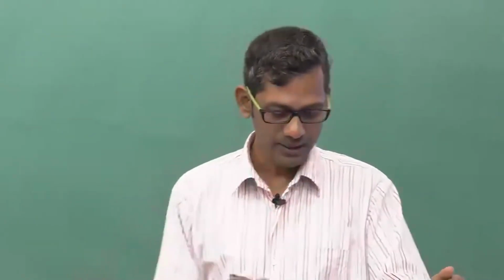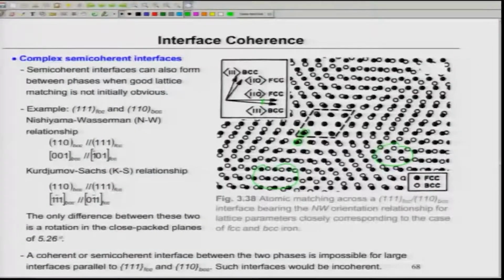Compared to that, this is a much better situation, energy can be still lower, that is why they have said complex semiconductor interfaces, the special type of. A coherent semiconductor between the two bound phases is impossible for large interfaces parallel to 111 in FCC and 110 in FCC. Such interfaces will obviously be incoherent if the distances are very large.